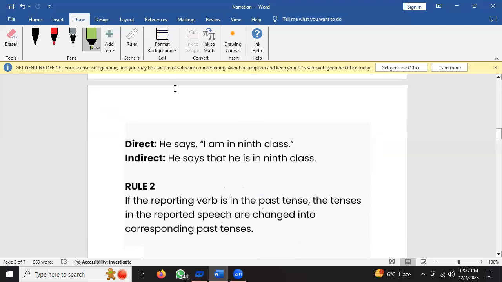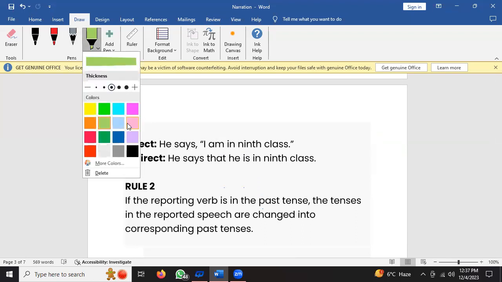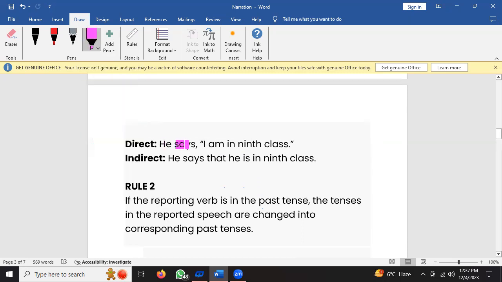Look at the other example. He says, I am in ninth class. Says, which tense is used here? Present. So do we have to make any change from this side? No, sir. Why?